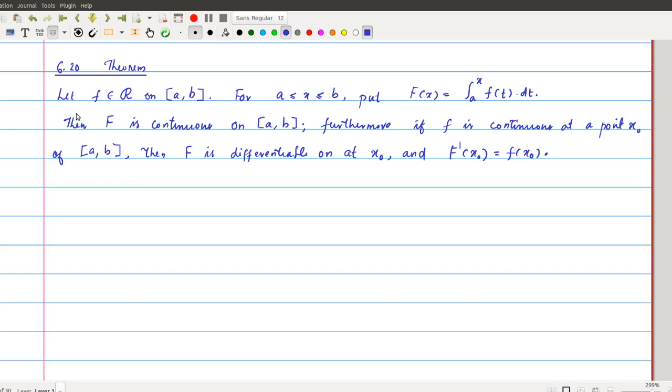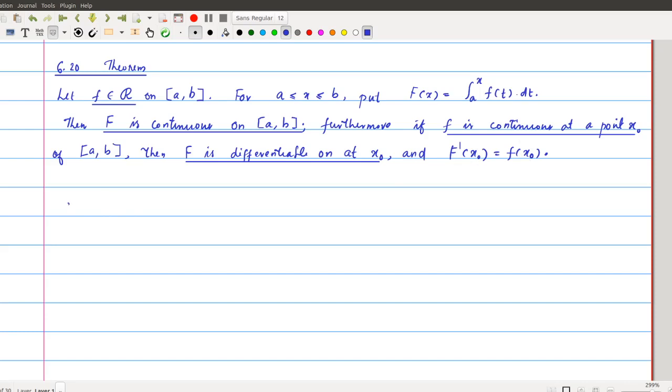In theorem 6.20 there is a function f belongs to R on [a, b]. It's a Riemann integrable function. For a less than or equal to x less than or equal to b, we define a function F(x) that is the integral from a to x of f(t) dt, or f(u) du. Then this capital F is continuous on [a, b]. If this small f is integrable on R, then capital F is continuous on [a, b]. Moreover, if small f is continuous at x naught, then this capital F is differentiable at x naught. In fact, that derivative F dash of x naught is small f of x naught. This is the theorem.